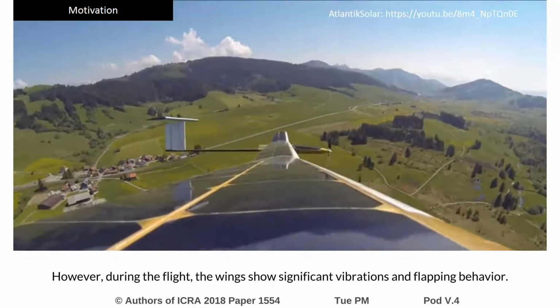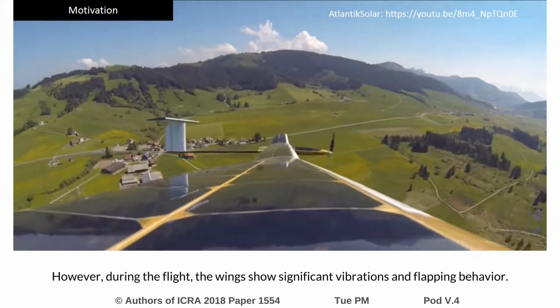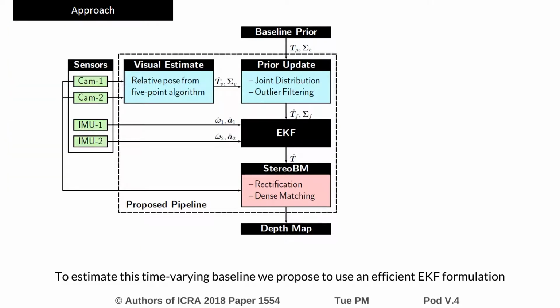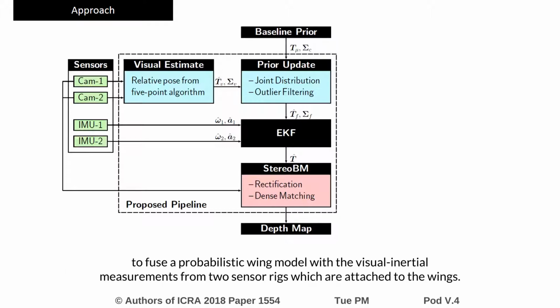However, during the flight, the wings show significant vibrations and flapping behavior. To estimate this time-varying baseline, we propose to use an efficient EKF formulation to fuse a probabilistic wing model with the visual-inertial measurements from two sensor rigs which are attached to the wings.